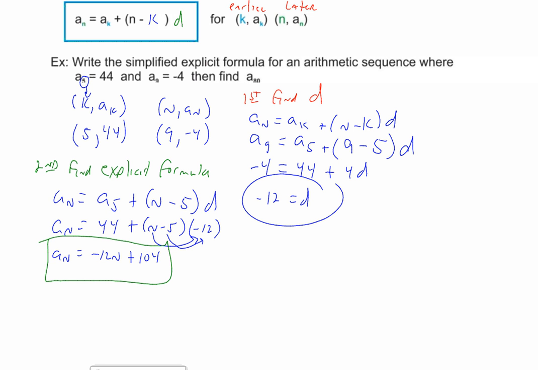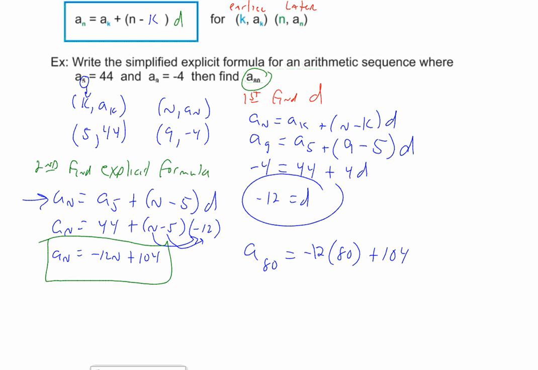All right, from that, now we can answer the final question. Find a sub 80. So again, it's a little complex there. I think the biggest thing to be careful of is getting the explicit formula once you have d. But just follow that format and you'll be okay. So a sub 80 is easy then. All you're doing is sticking in 80 for n.